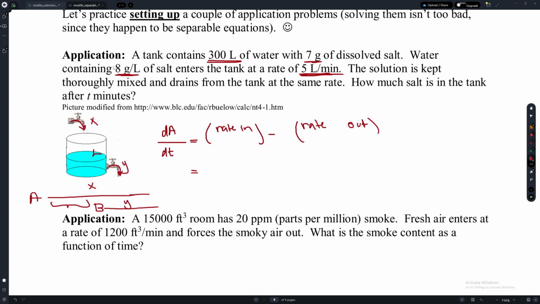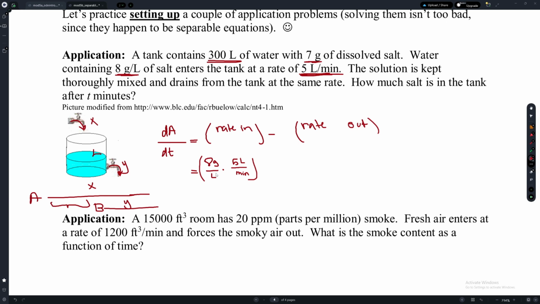So here, it tells you the water contains... So we know the rate in is 8 grams per liter. That's how much goes in. And 5 liters per minute times 8 grams per liter. Oops, I don't know why I wrote the L there. 5 liters per minute. This is my rate in.